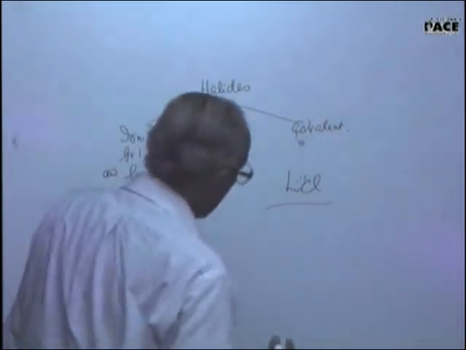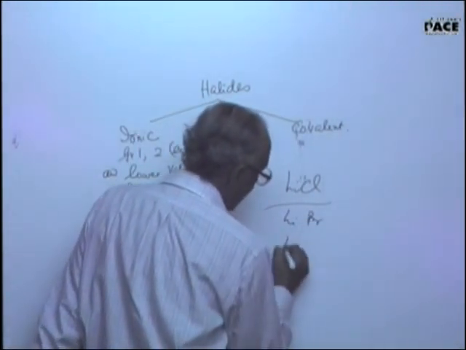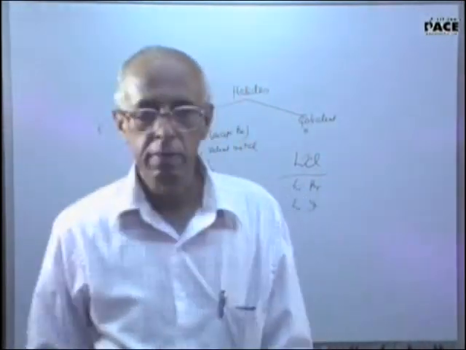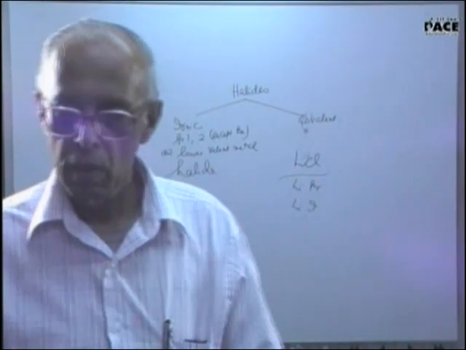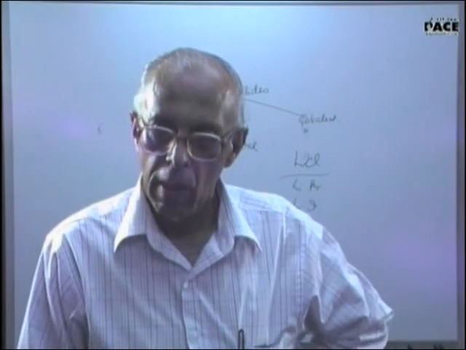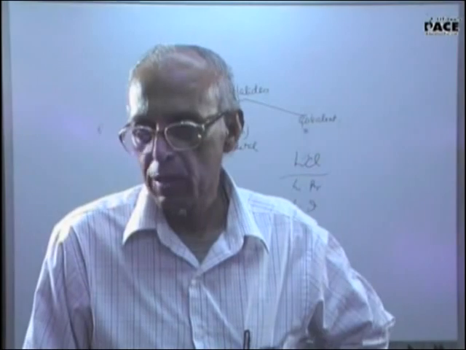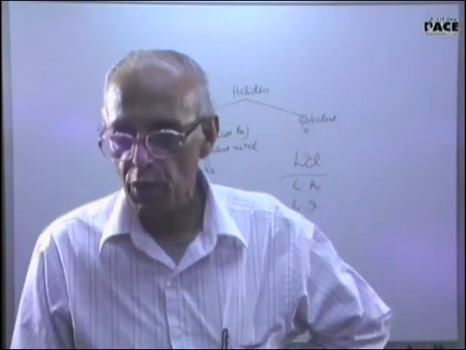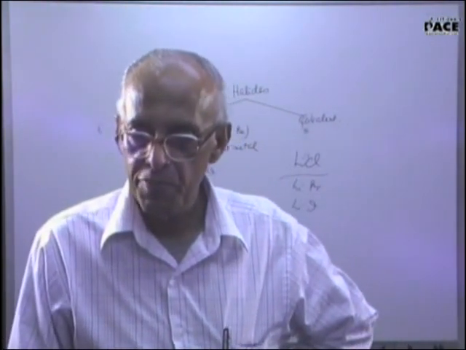The other example is if you look at lithium chloride, lithium bromide, lithium iodide. Excuse me, sir, you said that LiCl is soluble in alcohol. How does it indicate covalent character? Because non-polar will dissolve in non-polar solvent, and ionic compounds will dissolve in polar solvent. So the polarity of alcohol is less than that of water.